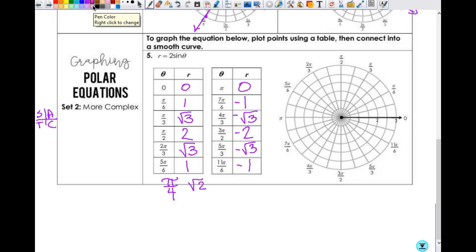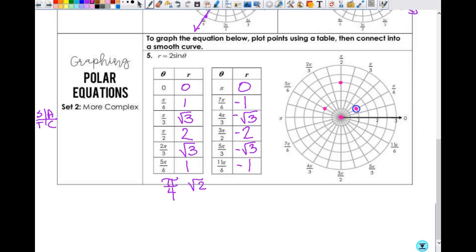So I'm going to go over here. When theta is 0, r is 0. When theta is pi sixths, r is 1. I'm going to skip over pi thirds for a minute. We're going to go to pi halves. When it's at pi halves, my radius is 2. I'm going to skip over the square root of 3. When I go to 5 pi sixths, my radius is 1. Skip over the other square roots. So when I'm at pi, my radius is 0.